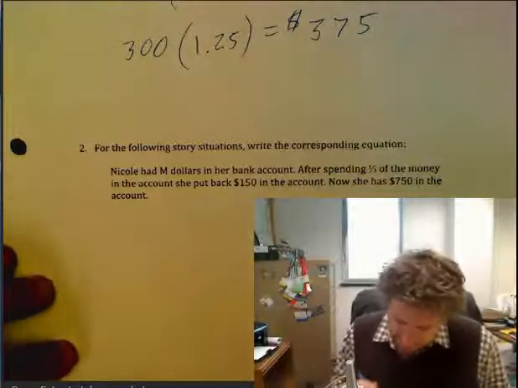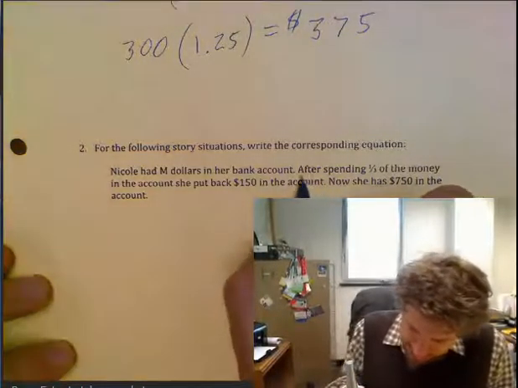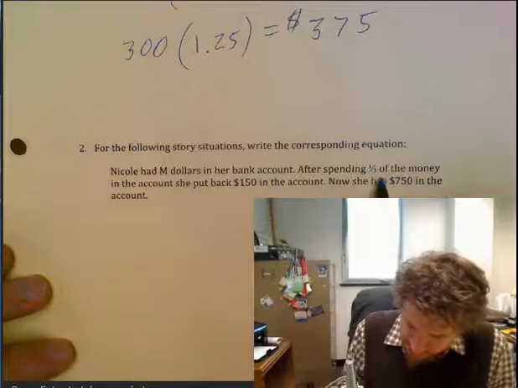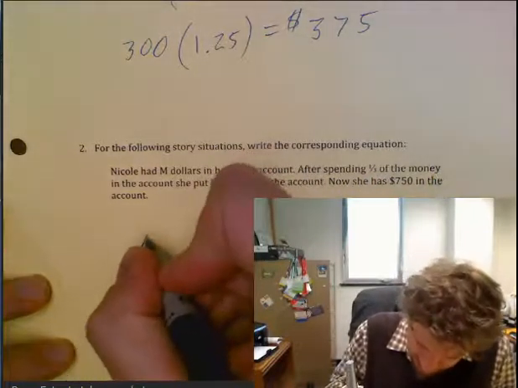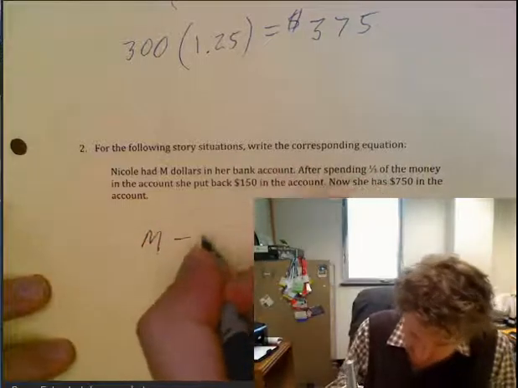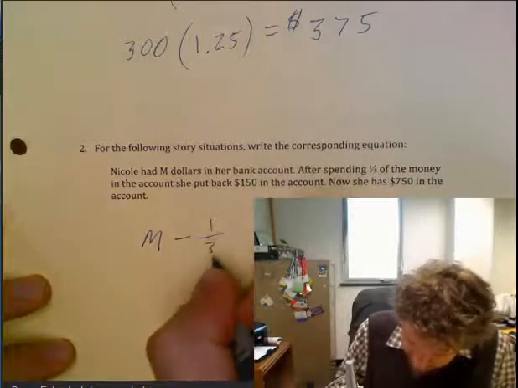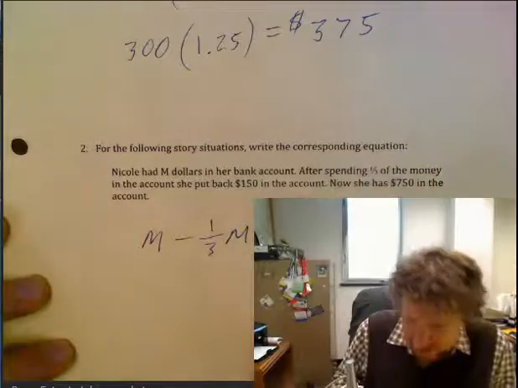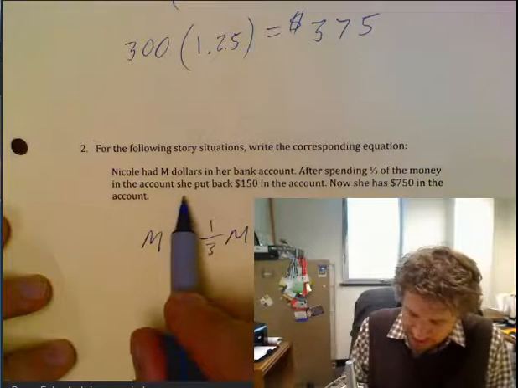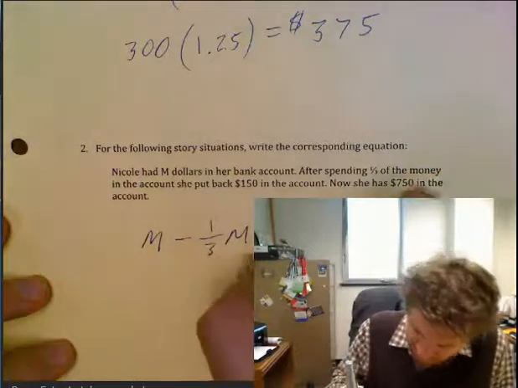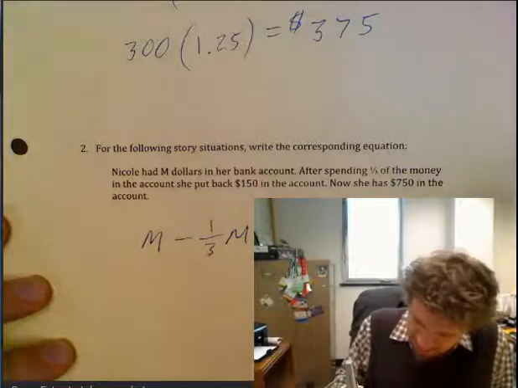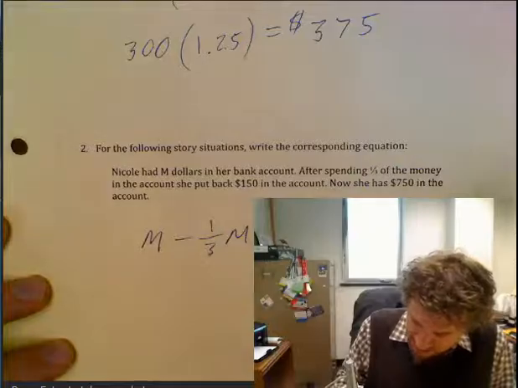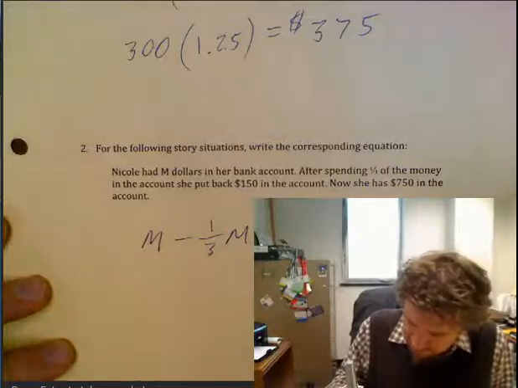Okay, so the way to do this is just start reading through. After spending a third of the money. So that's key. So what we've got is M minus a third of the money. So that means we times it by M. Okay, and now she put back 150 in the account. So then we add 150. And then altogether, this situation equals 750.